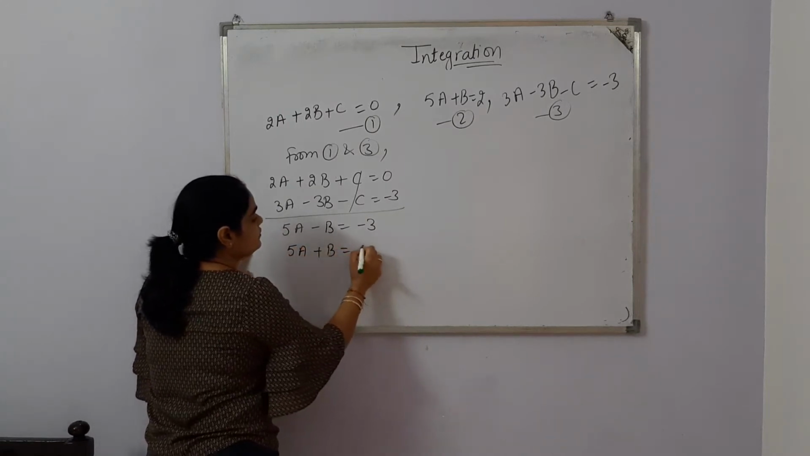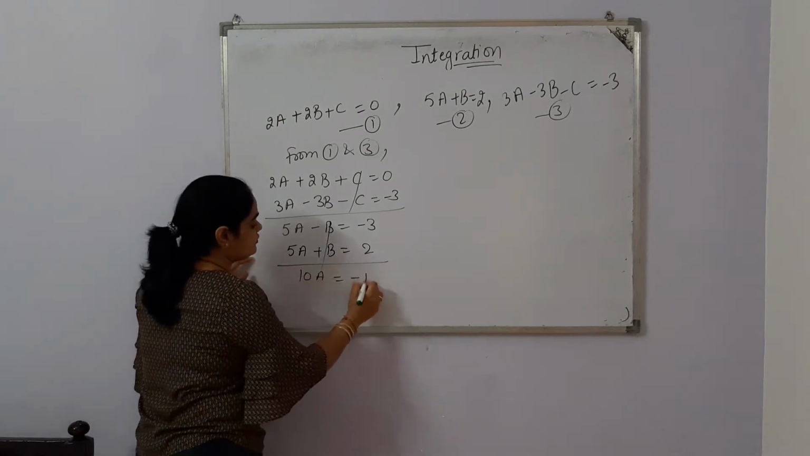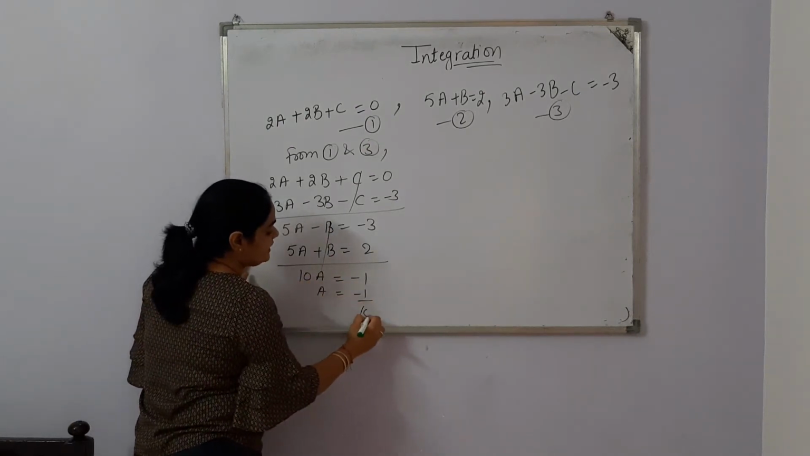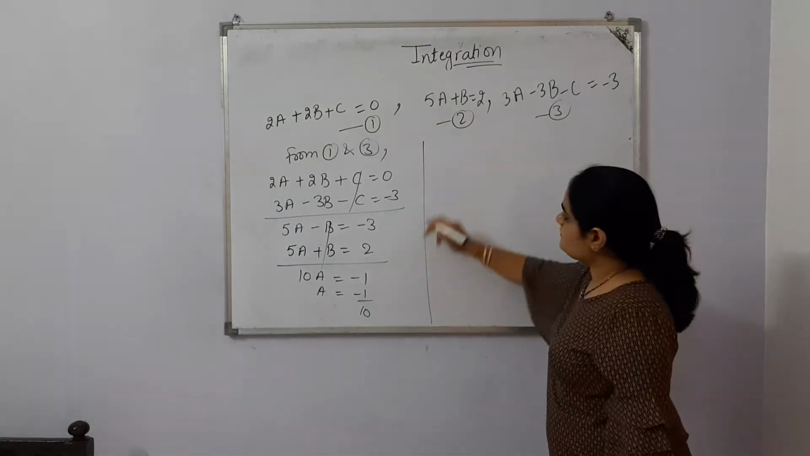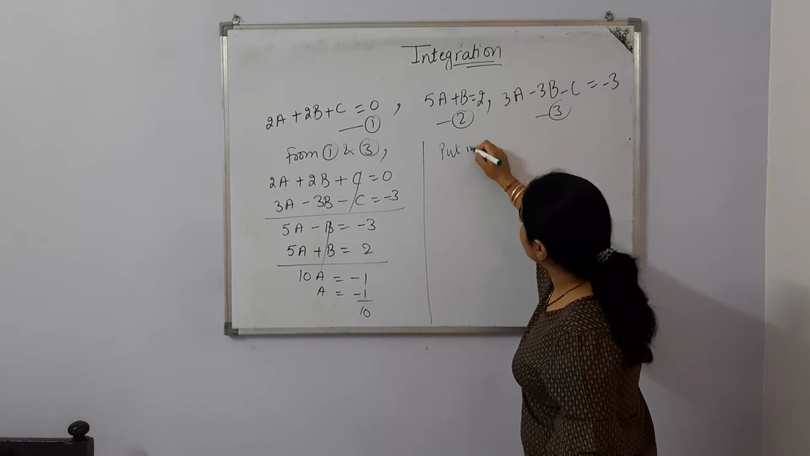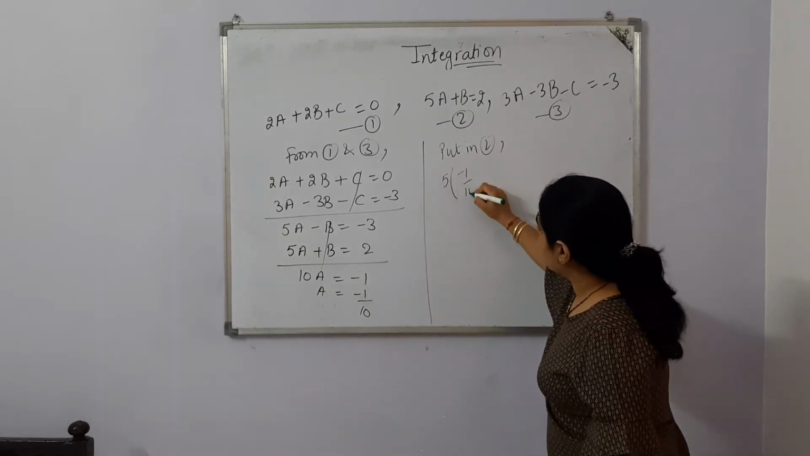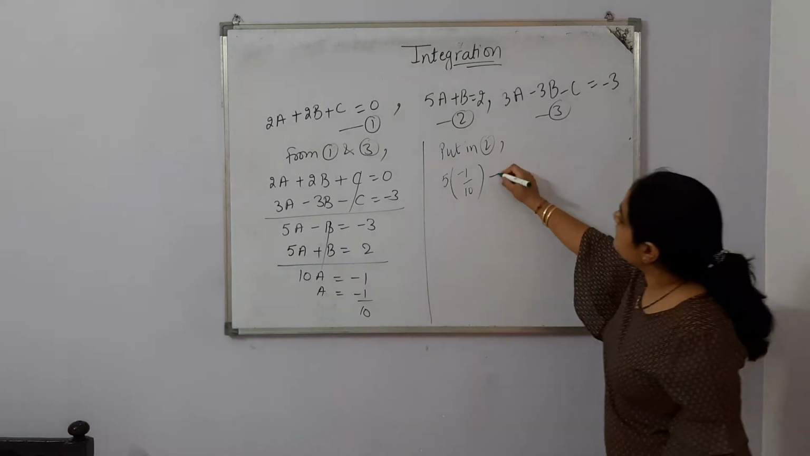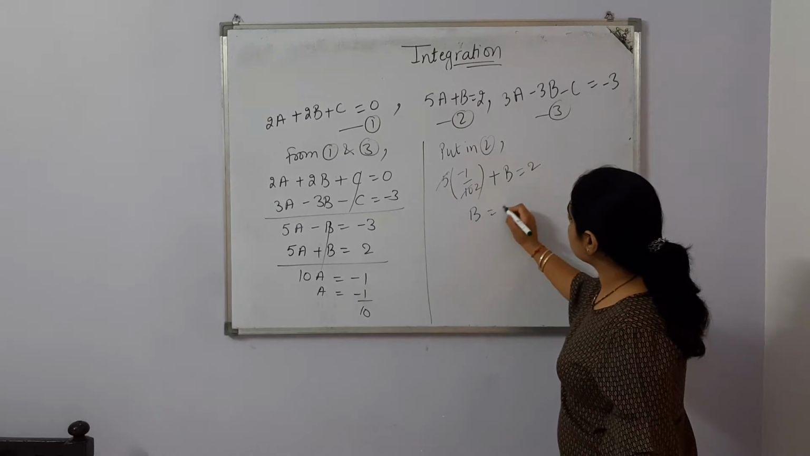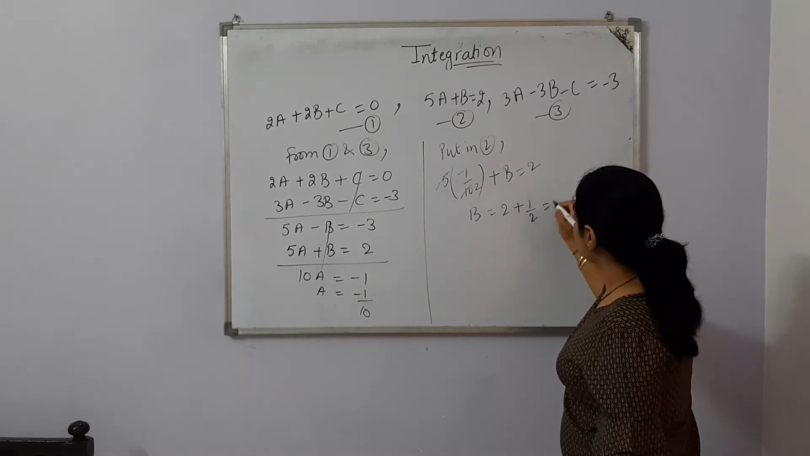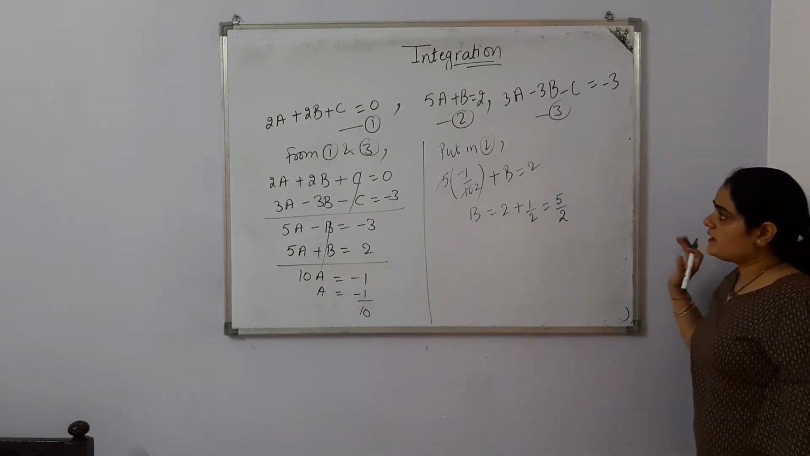Plus b is equal to 2, and after applying the elimination method, we get 10a equals minus 1. We get the value of a, which is minus 1 by 10. Now we'll substitute this value. After that we get the value of b. 5 into minus 1 by 10 plus b equals 2. It is minus 1 by 2. When it goes to that side, it becomes plus 1 by 2. It becomes 5 by 2. So b's value is 5 by 2.